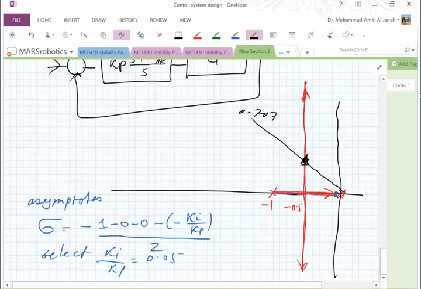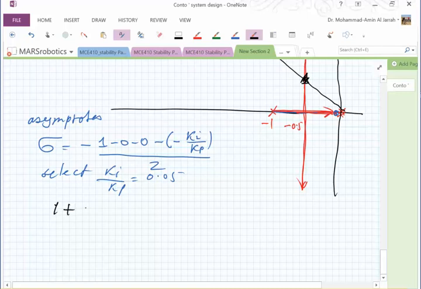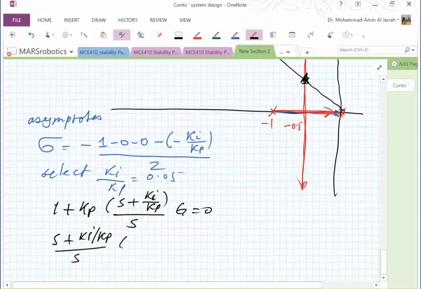Now, from the magnitude condition and the phase angle condition, you remember that in root locus we have 2 conditions, the magnitude condition and the phase angle condition. Everything boils down to these 2 conditions. Now, if you look at the controller, 1 plus Kp times (S plus Ki over Kp) over S times G equals 0. The magnitude condition says that the magnitude of (S plus Ki over Kp) over S times G equals 1 over Kp.